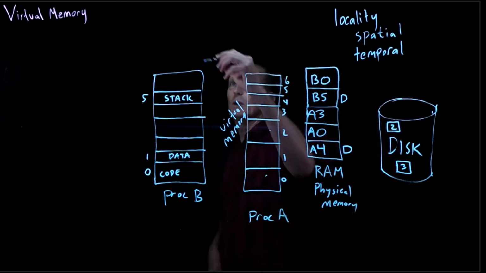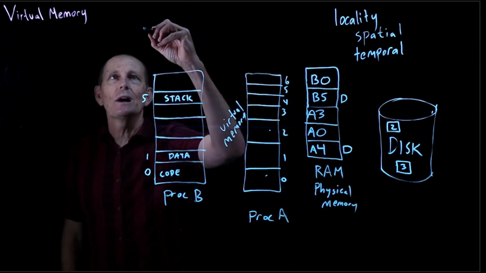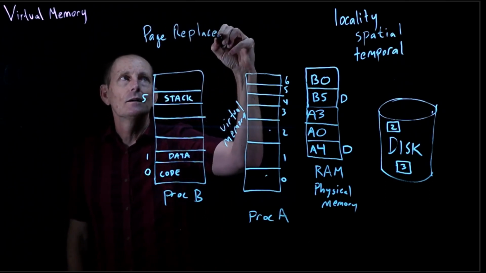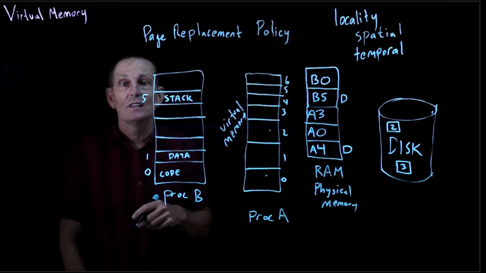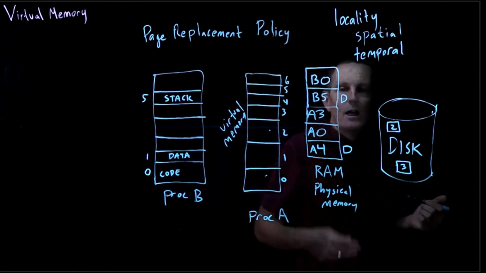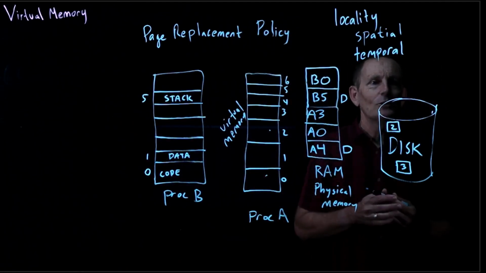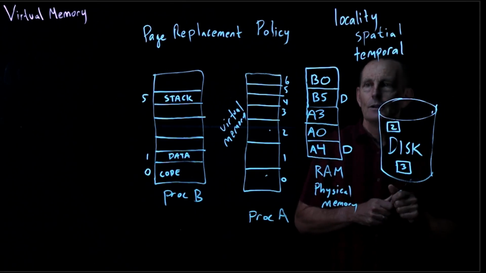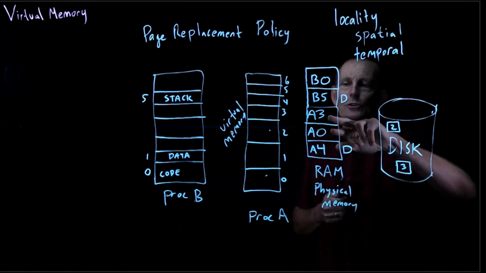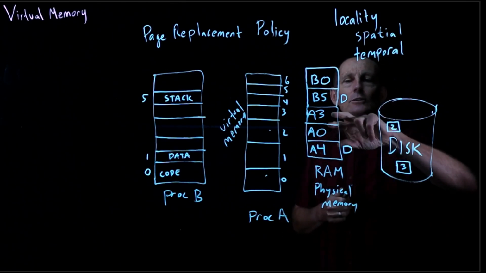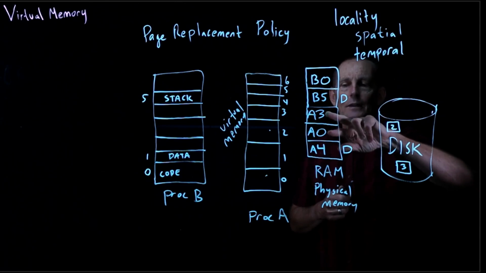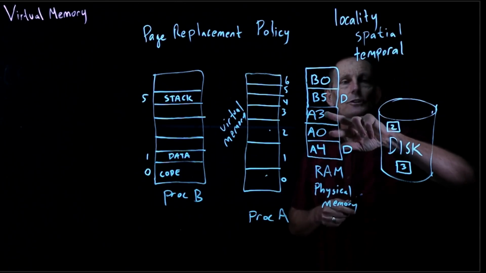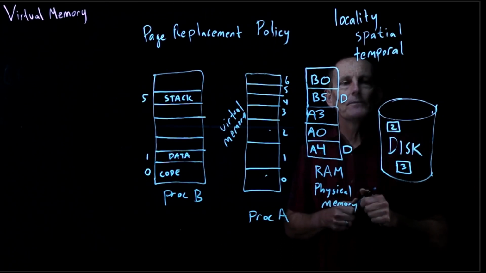This is, in fact, a big question. So this is, what's your page replacement policy? And there actually is an optimal choice. The one we should get rid of is the one we will need farthest in the future. So if we had a choice between kicking out A0 or A3, well, if we're going to need A0 sooner than A3, we should kick out A3.